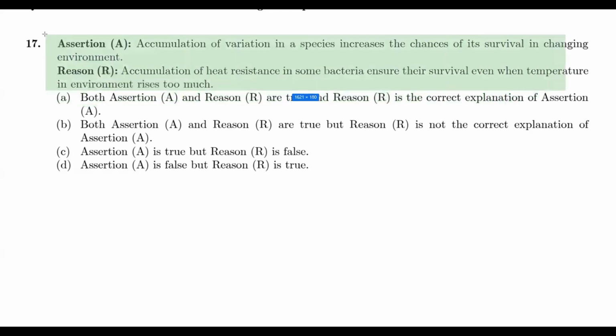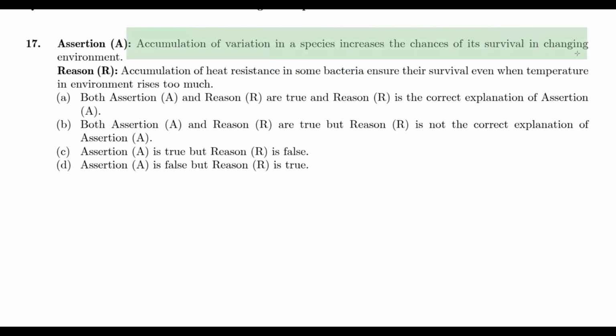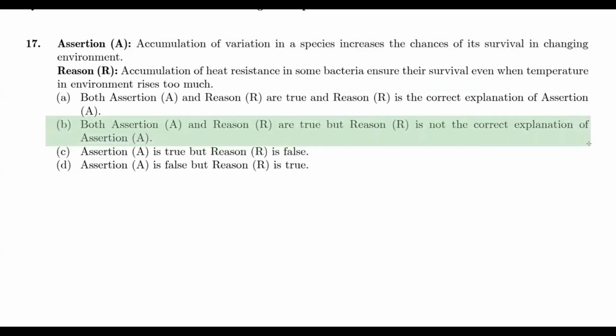But I don't think the reason here is the correct explanation, because the assertion is about accumulation of variations, which can be positive, negative, or neutral. So we'll say that B should be the correct option.